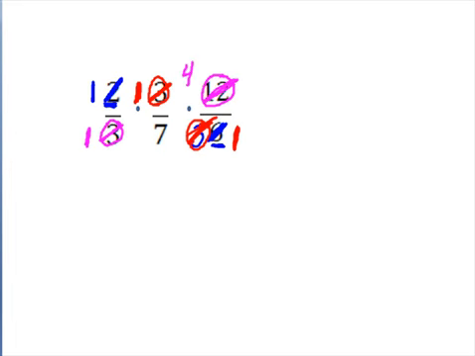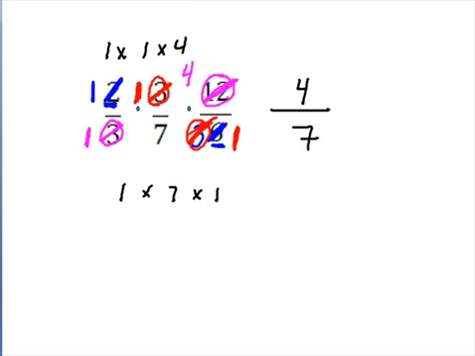4. Now the only numbers left in my numerators are 1, 1, and 4, and the numbers in my denominator are 1, 7, and 1. 4 and 7 can't be reduced by each other, so I'm just going to multiply now straight across the top of my fraction, 1 times 4, which makes 4, and straight across the bottom, 1 times 7 times 1, which makes 7. Always double check your final answer to make sure it can't be reduced further. Mine can't, so the final answer is 4 sevenths.